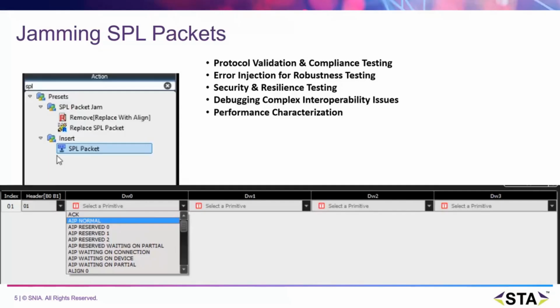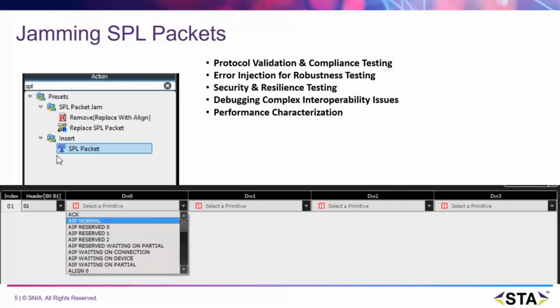Encoding makes it feasible to operate at higher rates even though it slightly reduces the bandwidth. SPL packet level control is essential for deep protocol validation. Since SPL packets are fundamental transmission units in SAS4, being able to remove, modify, or insert them allows engineers to simulate low-level faults, timing issues, or malformed traffic that would be difficult to generate otherwise. This is critical for testing how devices handle error correction, link recovery, and adaptive equalization.